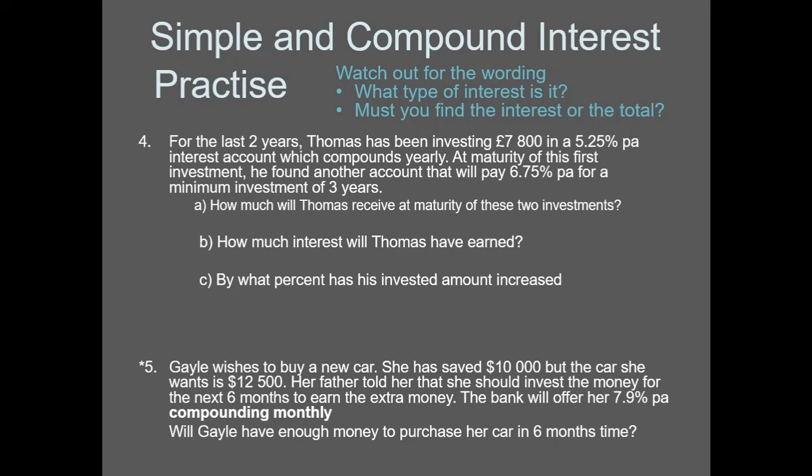I hope you had a chance to hit pause. Here come your answers. So for part A, how much will Thomas receive at maturity at the end of this investment? He'll have £10,510.96. That's in total. How much interest would that have been? If we take away the principal amount that he invested, the 7,800, we'll see that the actual interest earned was £2,710.96.